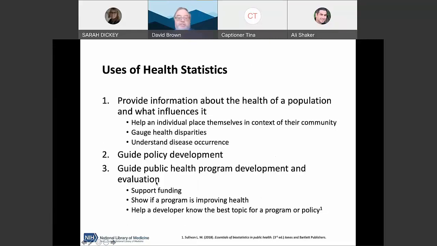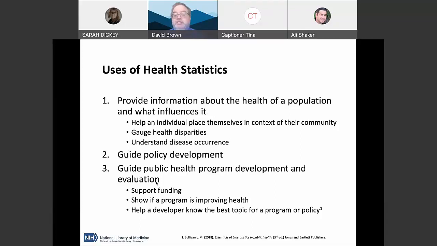So how can we use these? We provide information about the health of the population. So again, are we trying to understand the disease occurring? Are we trying to gauge health disparities? Are we trying to just understand what's going on with our population? Are they using services? What services do they want? It could be on a needs assessment, it could be an evaluation, many, many different ways of looking at these ideas as we go along in these areas.